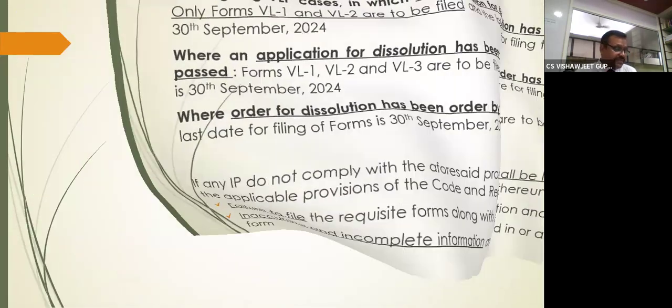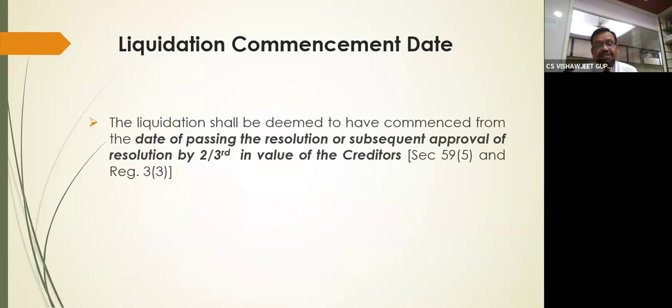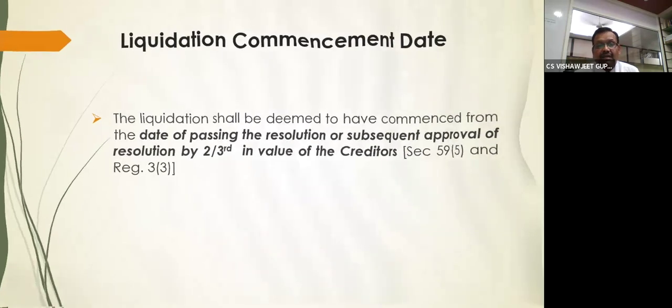Now, liquidation commencement date. What is the liquidation commencement date? Liquidation shall be deemed to have commenced from the date of passing the resolution or subsequent approval of the resolution by two-thirds in value of the creditors. So that will be treated as the liquidation commencement date in case of voluntary liquidation under Section 59, Subsection 5 and Regulation 3, Sub-Regulation 3 of the VLP regulations.